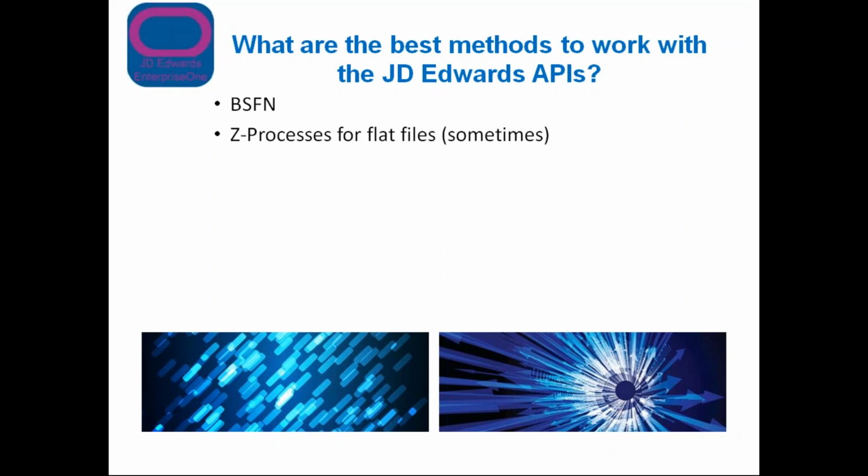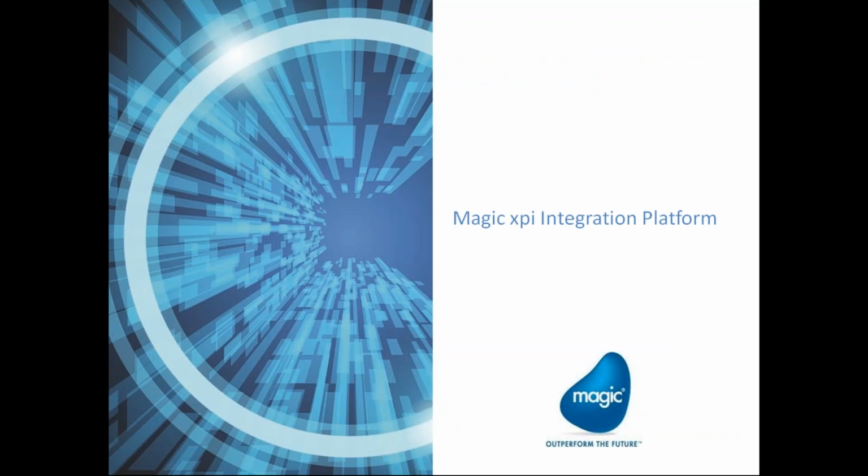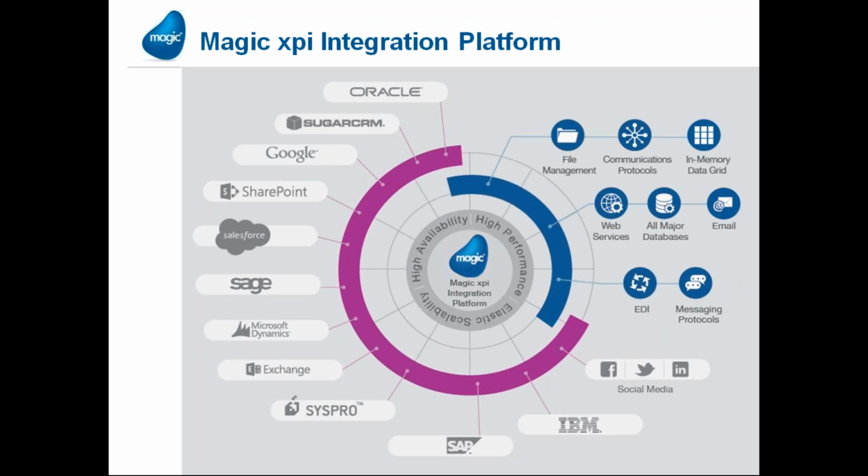So those are the APIs, those are the methodologies that you can use. What will intermediate all of that? What will work with Agile and what will work with the ERP systems? Obviously, we work for Magic Software, so we're going to talk about the Magic XPI integration platform and actually show that to you in just a couple of minutes.